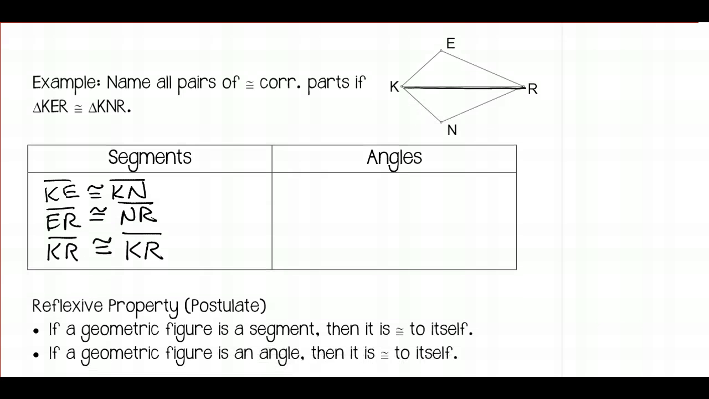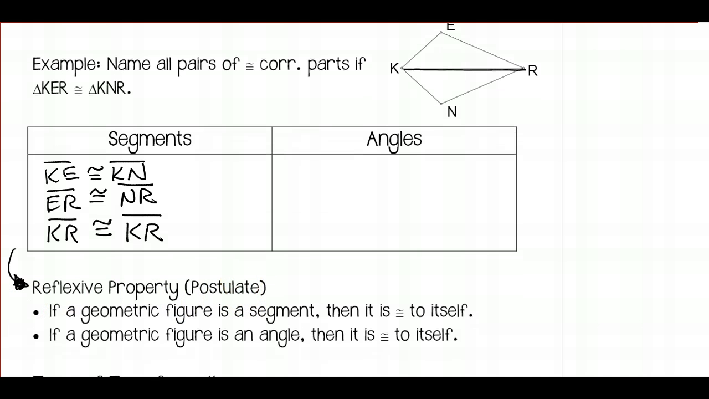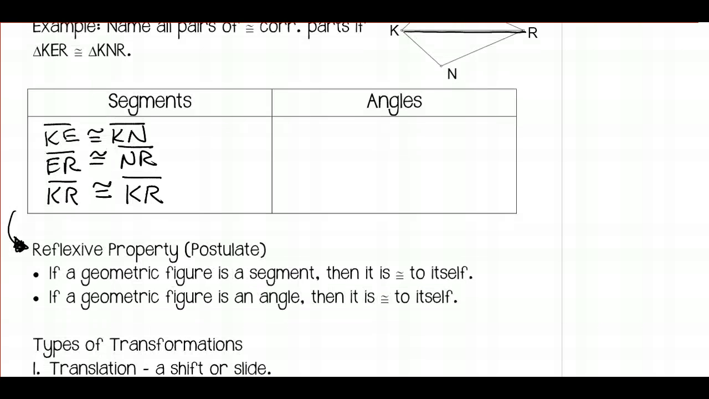So before we go ahead and do the angles, you could see this is called the reflexive property. So we have a segment congruent to itself. The reflexive property, it's a postulate. It's something we assume to be true. If a geometric figure is a segment, then it is congruent to itself. Or if a geometric figure is an angle, then it is congruent to itself.